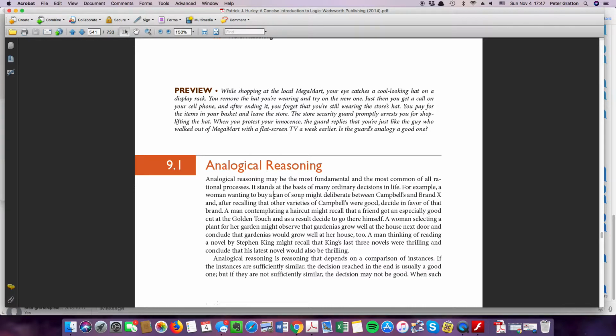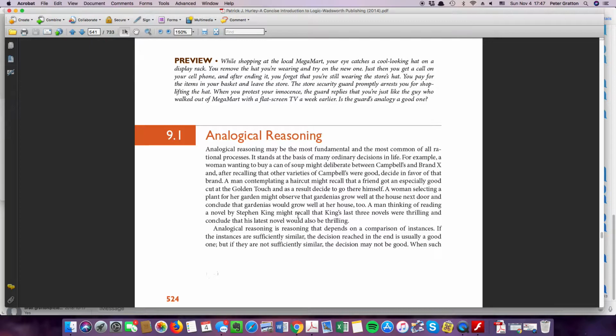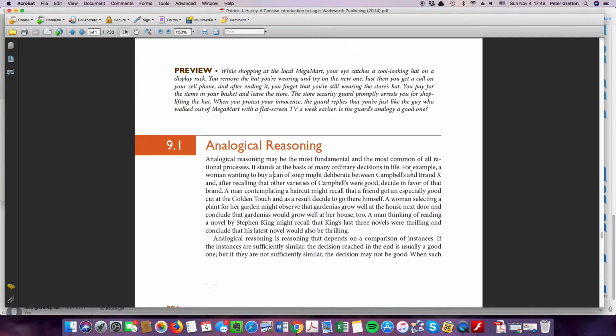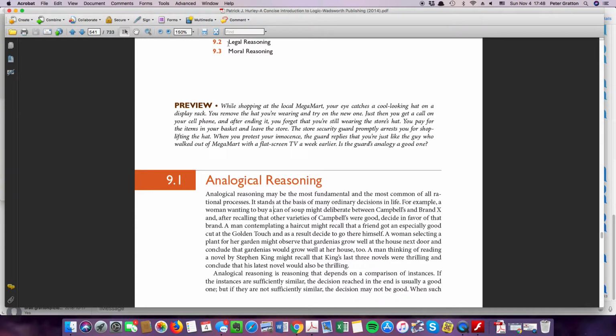Analogical reasoning is important because we do it all the time. The example used at the beginning of this chapter is about Stephen King's last novel, Campbell's Soup, and detergents. You take one thing or several things, and you decide whether you're going to make an analogy between that and something else. We're going to see that we do that in moral reasoning, and we also do that in legal reasoning. That's what's called in the law precedent.